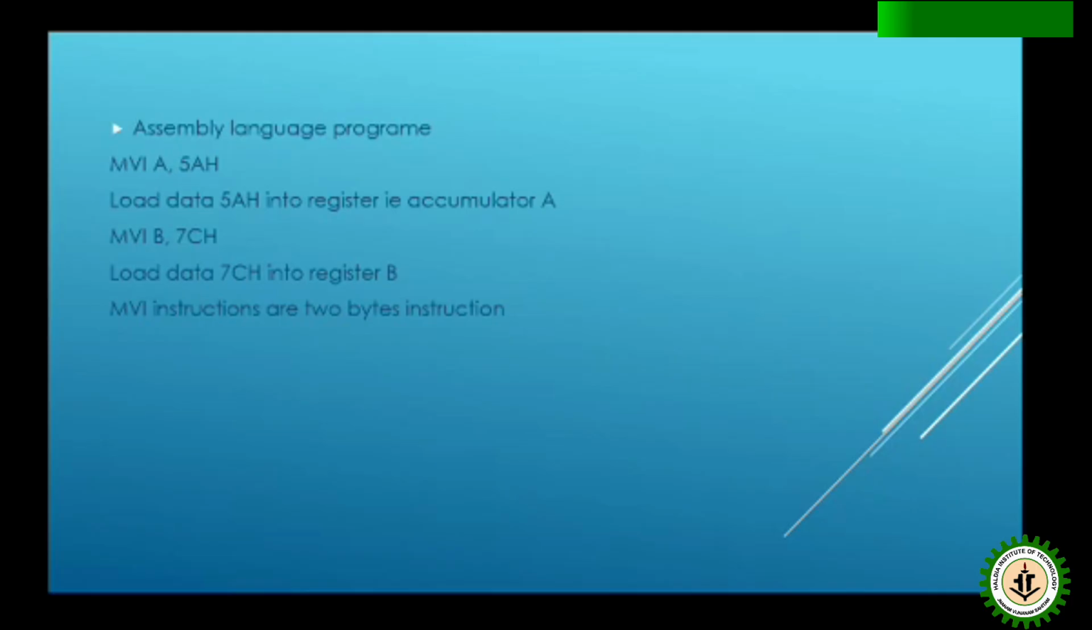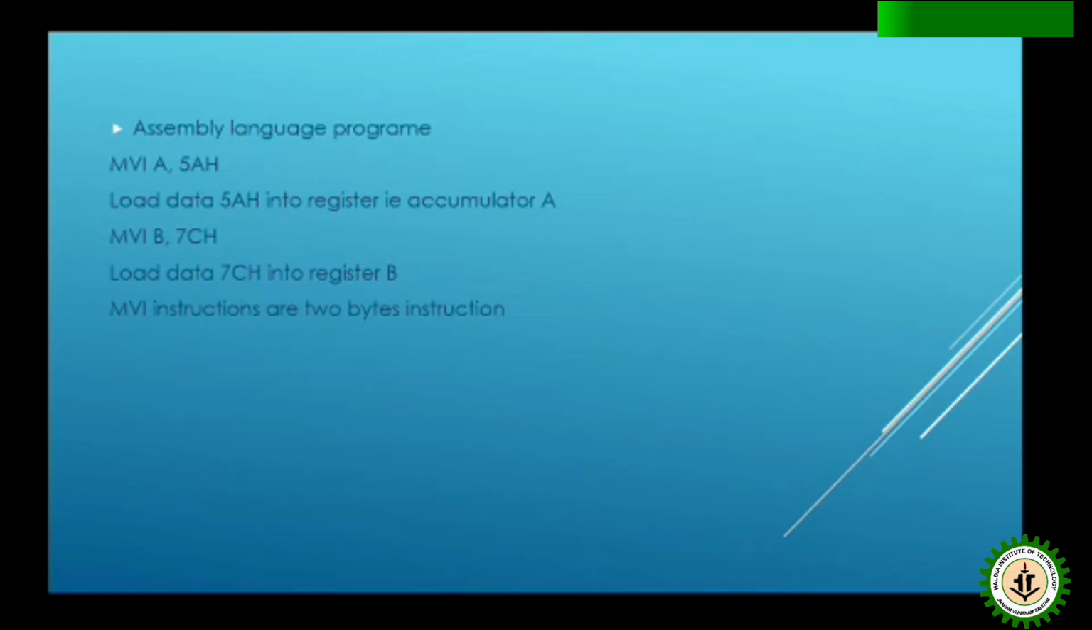Look at this example, then I will again show the previous type. MVI A, 5AH. 5AH is the 8-bit data. Where should I copy that 8-bit data? I should copy that 8-bit data into register A, or accumulator. So load data 5AH into register, that is accumulator A.